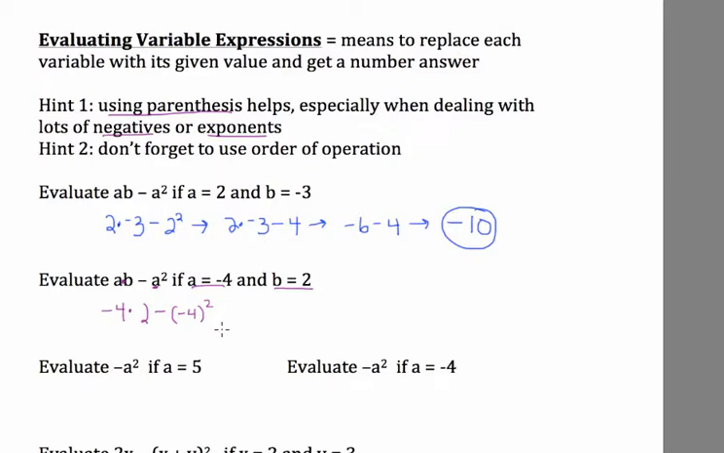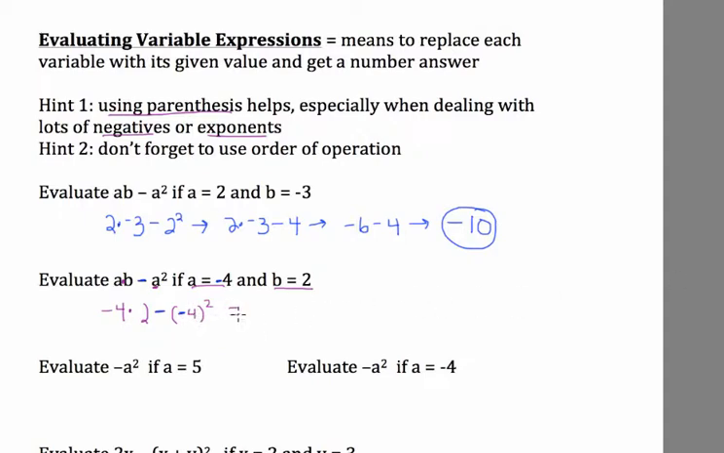For a couple of reasons. First of all, I don't want to get mixed up. I want to understand that there's one negative from the formula and one negative from the number I'm subbing in. I don't want to miss that. Second, when you have a variable squared, you want to make sure that the negative sign also gets squared. It's a good reason to put parentheses in.